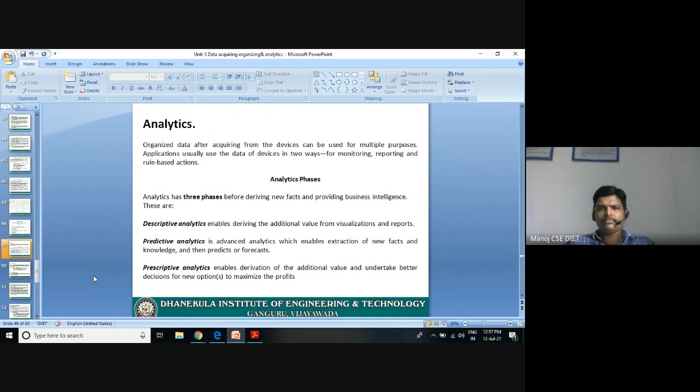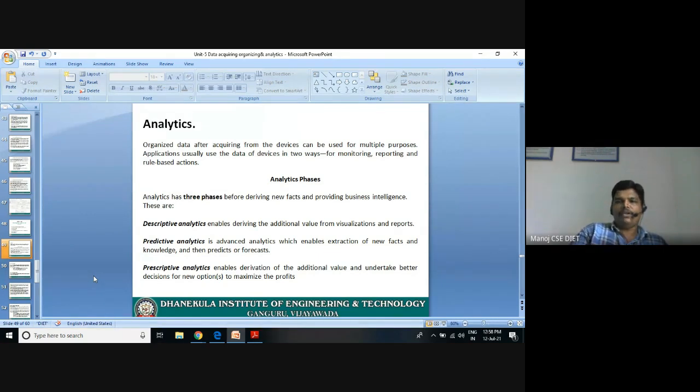Generally someone may ask you during your interviews or IoT sessions how applications usually use the data collected by these devices. There are two ways in which applications access and manage the data from these devices. Applications usually use the data in two ways: monitoring and reporting, and rule-based actions.